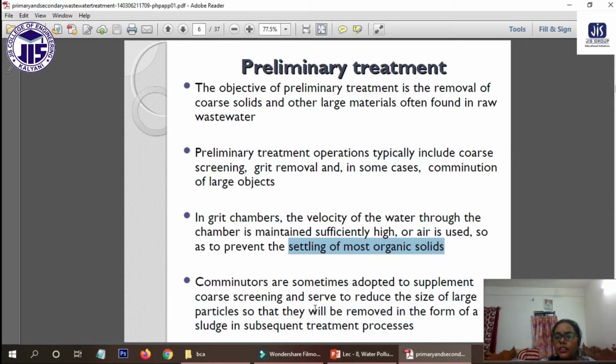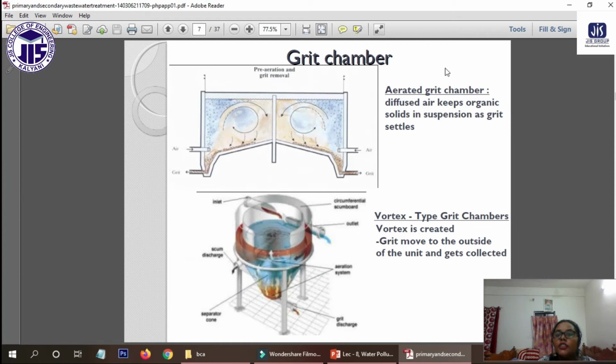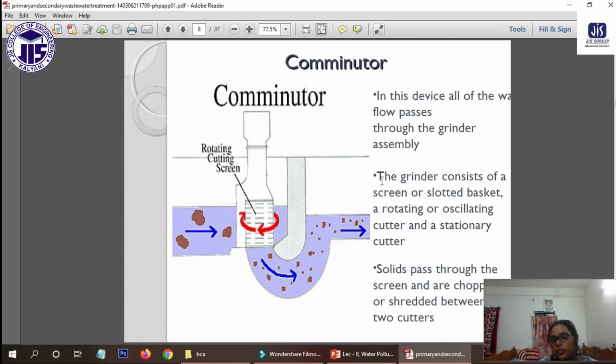Next, we have comminutors, which are sometimes adopted to supplement coarse screening. This is a screening process, and they serve to reduce the size of the large particles so that they will be removed in the next step. Yeah, so this is the structure of the grit chamber, you can see. In this chamber, the flow of the water will be maintained so that all inorganic material can be settled down.